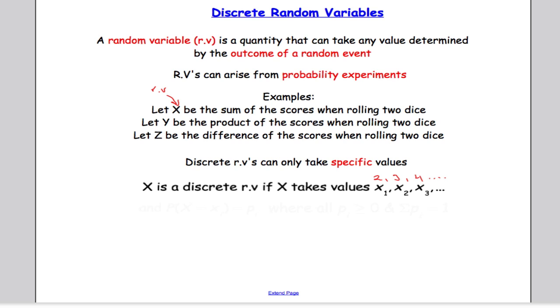And the probability that the random variable takes a particular value is equal to the probability that that value comes up. Now this notation can seem a little bit confusing to begin with, but it will become much clearer. A couple of conditions: all the probabilities must be greater than or equal to 0, and the sum of the probabilities must add up to 1. So each individual probability must be greater than or equal to 0, and the sum of all those probabilities has to add up to 1.